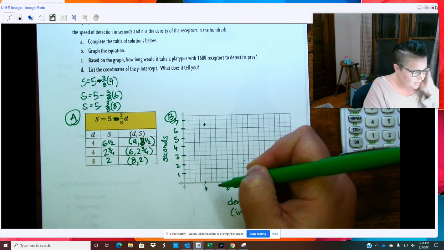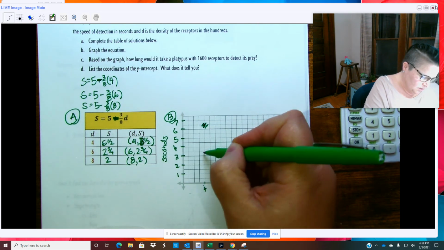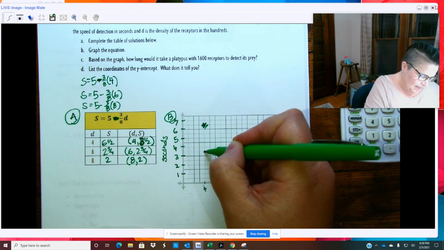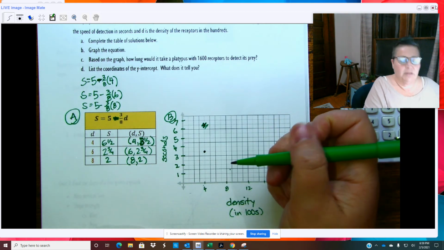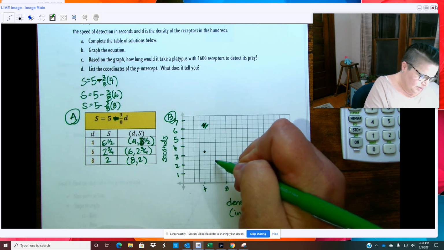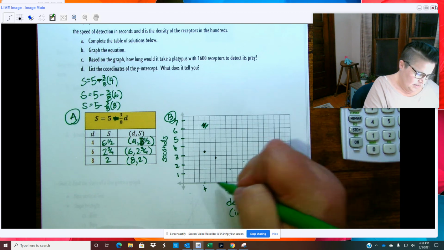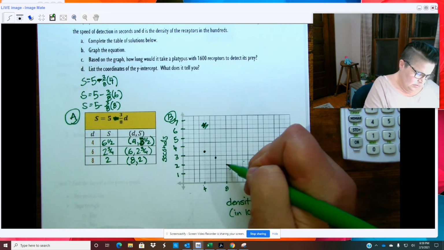2. Oh, that seems, oh, it should be 3.5. I'm still plotting the old one. Ugh. 4 is 3.5. There we go. I was plotting the plus. And then 6 is 2 3/4. Right about there. And then 8 and 2. Okay.